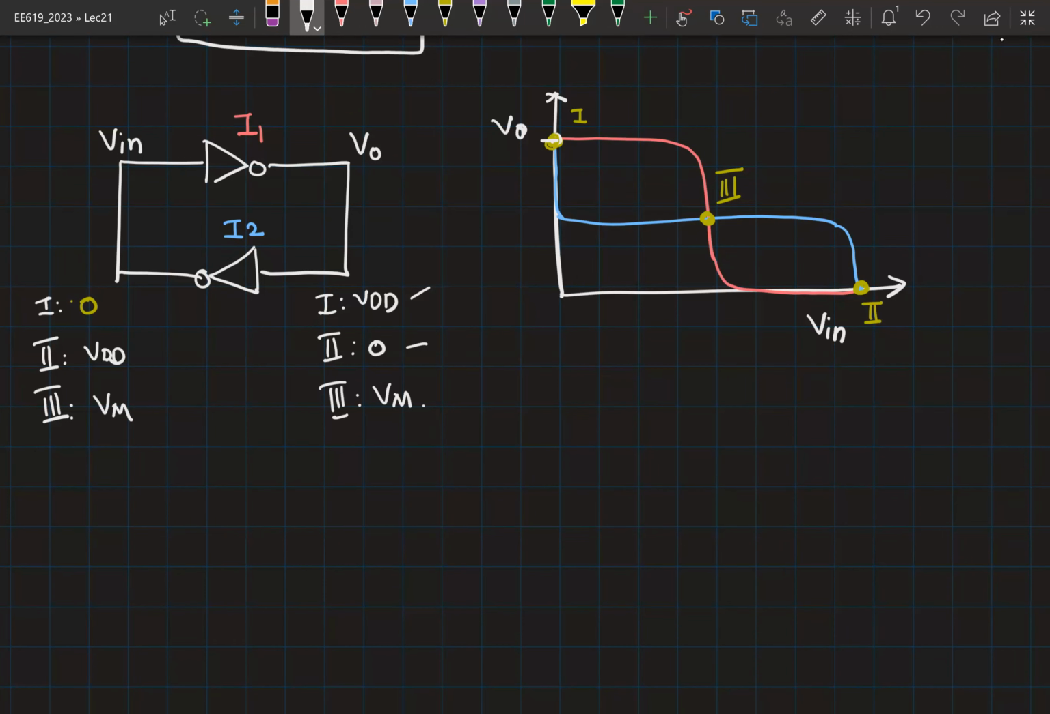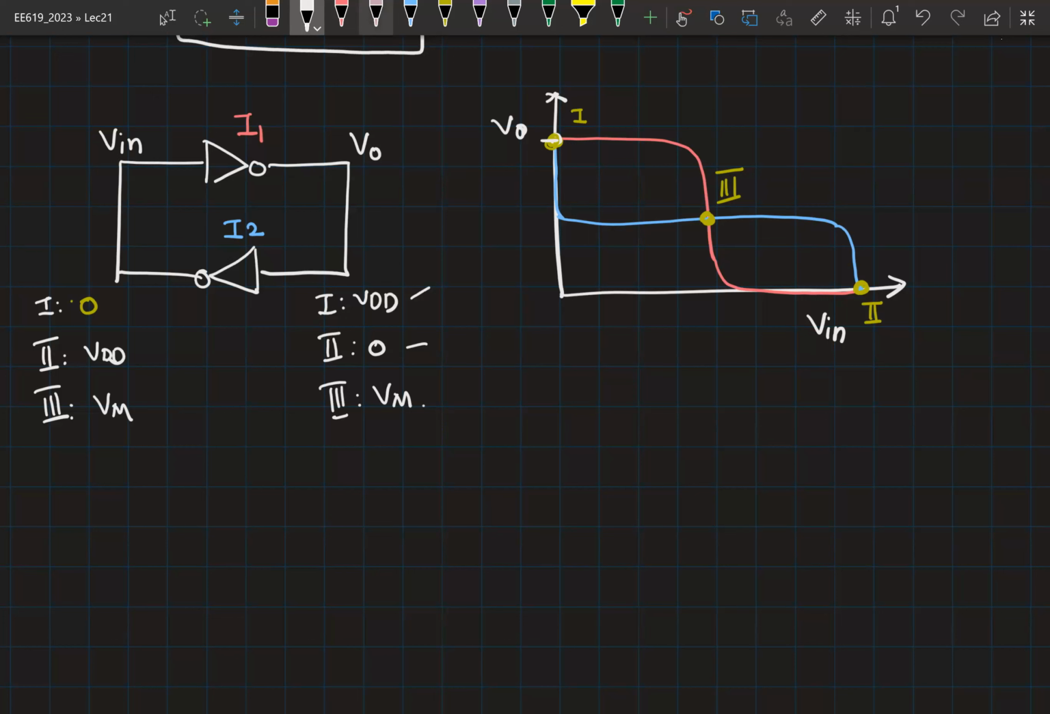It is stable as long as there are no other disturbances, right? If you slightly change one of the voltages, let's say it has settled at Vm, with no other disturbances, it will remain in that state for a very long time. If you slightly change one of the voltages, it is going to proceed towards either state 1 or state 2.